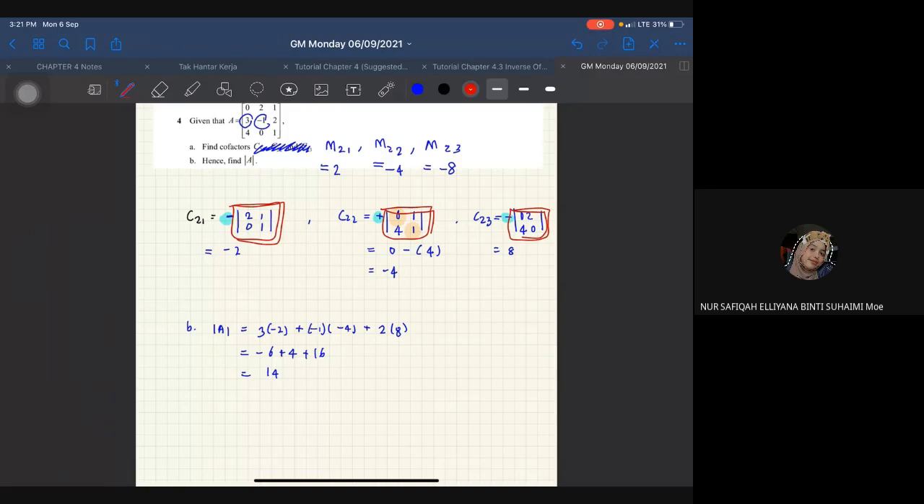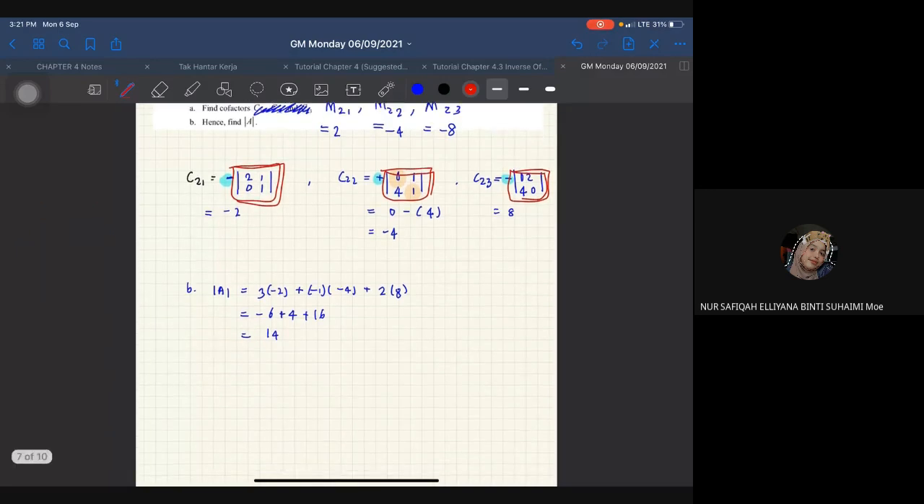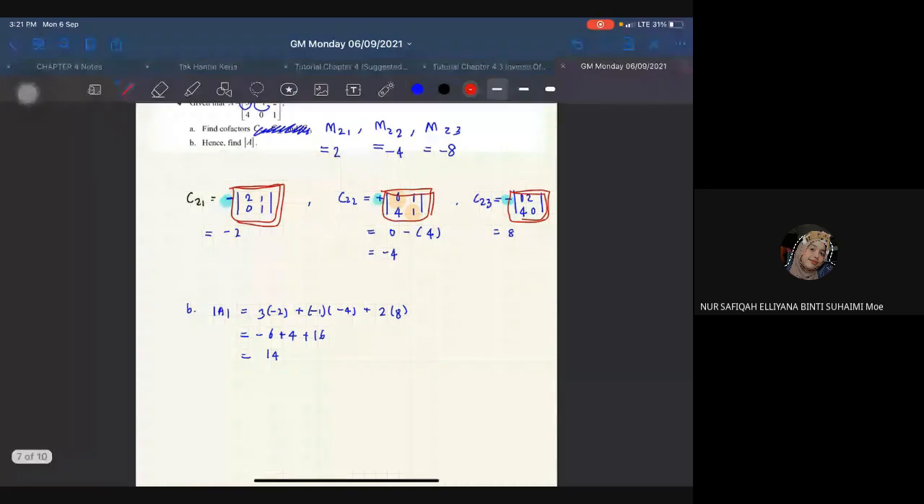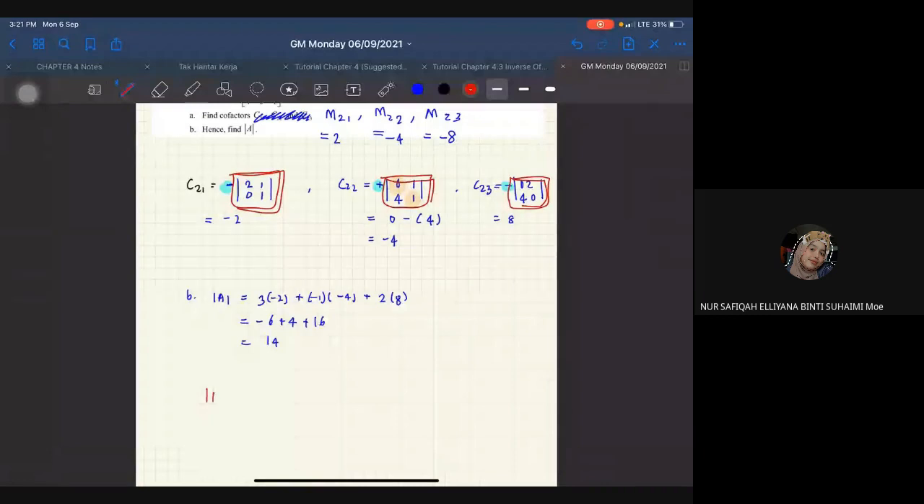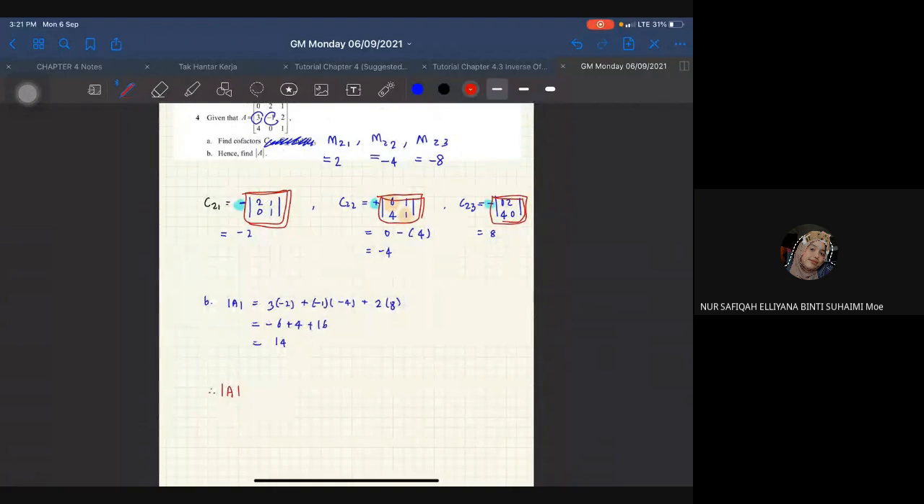Okay, so soalan sambung. Hence, find determinant of A. So macam mana awak nak cari determinant of A given that you already find the minor? Okay, so apa beza antara cara yang pertama tadi dengan cara yang kedua ni yang soalan minta sekarang ni? So awak dah cari minor and then soalan minta awak cari determinant pula. So apa awak nak buat kat sini? Siapa nak cuba? Put the plus minus sign into it.